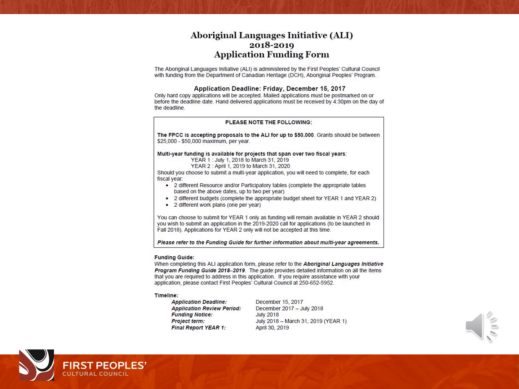and Year 2. You can choose to submit applications for Year 1 only, as funding will remain available in Year 2 for the 2019-2020 call for applications to be launched in fall 2018. Please refer to the funding guide for further information about multi-year agreements.